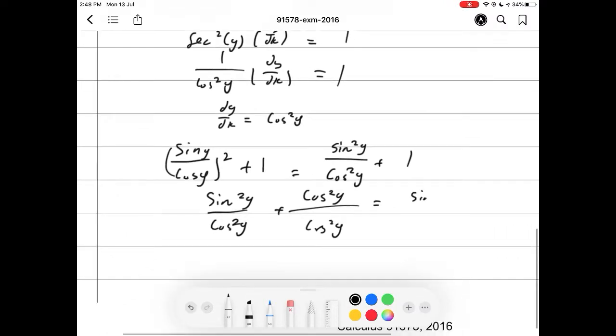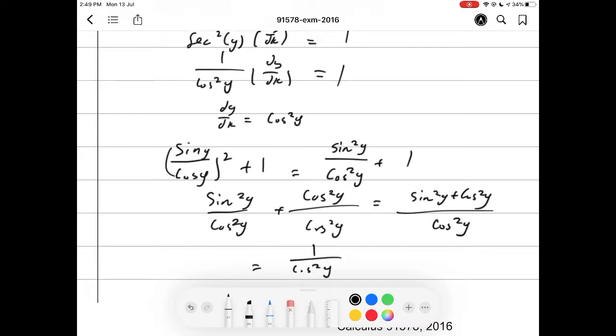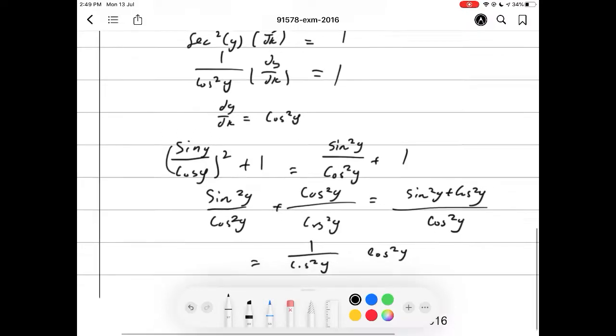And this becomes sine squared y plus cos squared y over cos squared y. And sine squared y plus cos squared y, that's just 1, so this becomes 1 over cos squared y. If we take the inverse of this, we'll get our dy over dx, right? If we take the inverse of this, we'll get cos squared y.